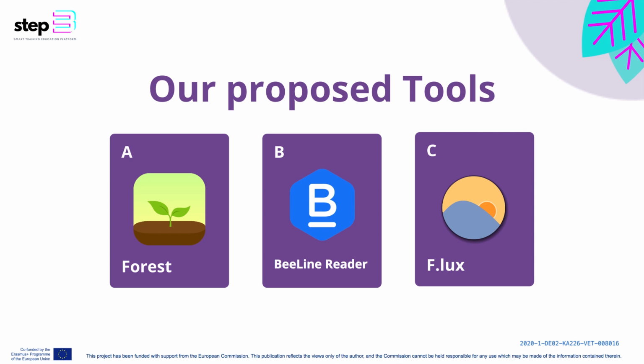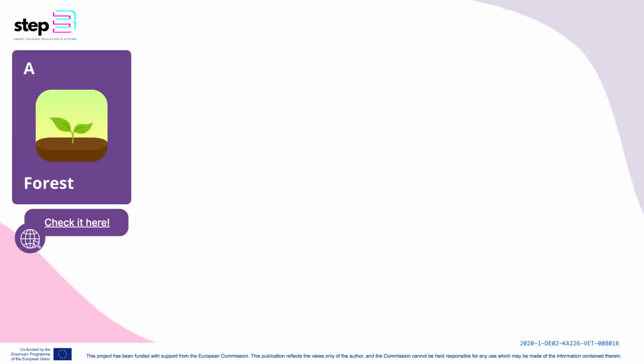Forest is for focusing and eliminating distractions. If it takes less time for a student to solve a problem or do an assignment, they will spend less time in front of the screen. Beeline Reader was chosen to improve reading on screens, and Flux was chosen to make the light of the screen warmer. Let's start with the first one on the list, Forest.